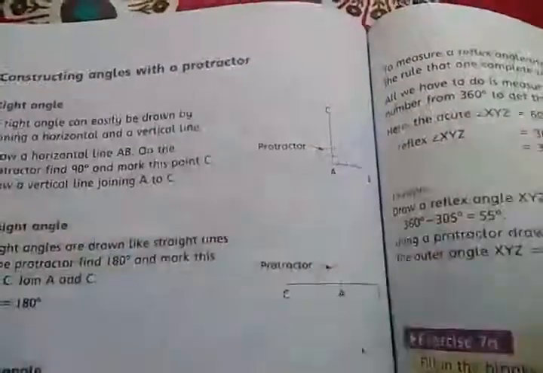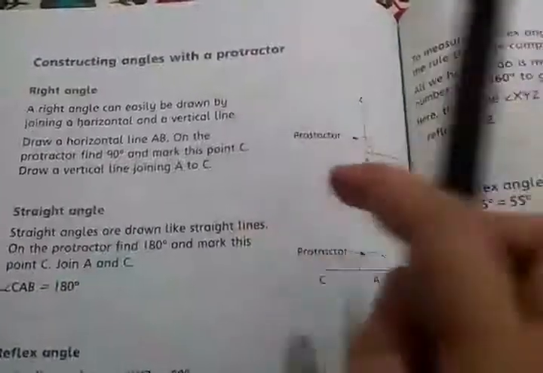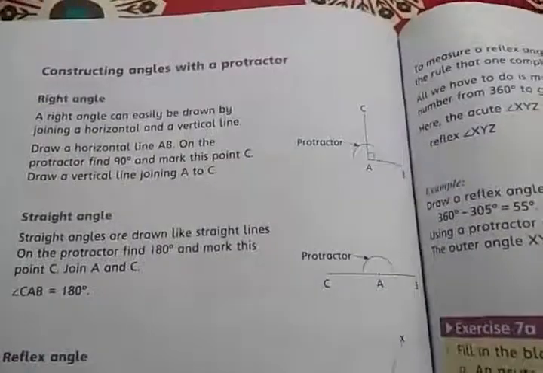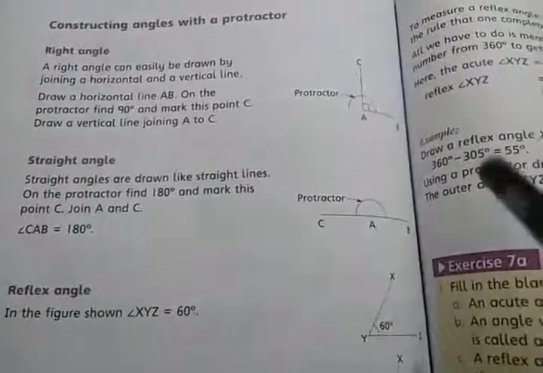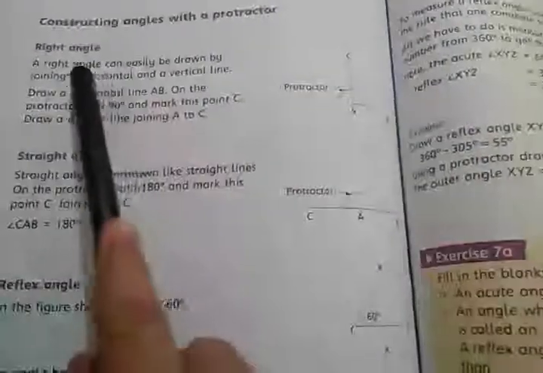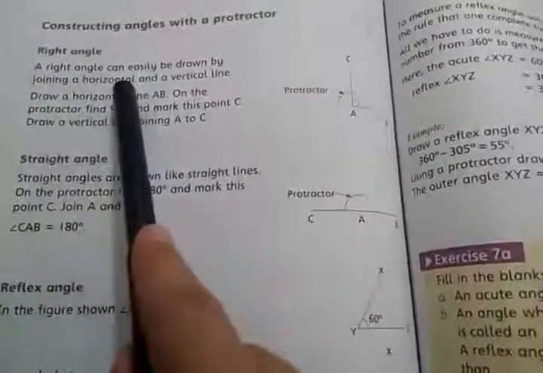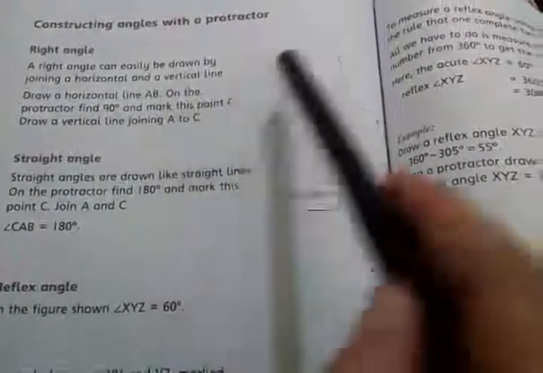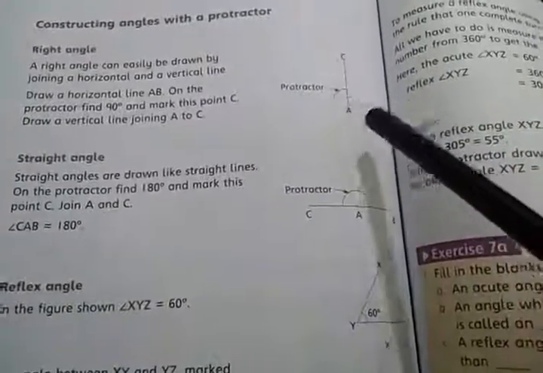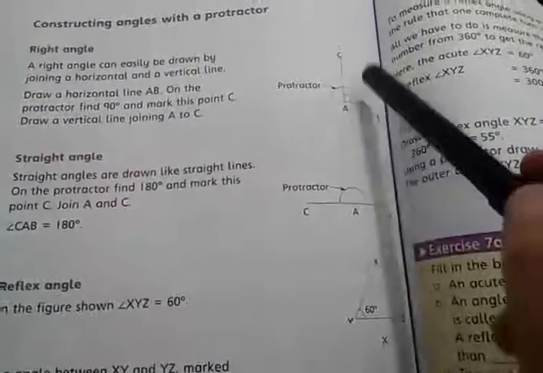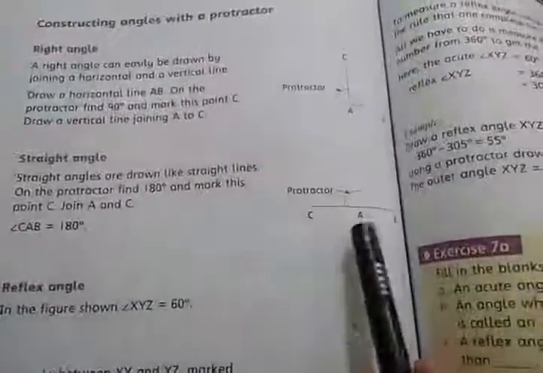The next page tells us about constructing angles with a protractor. How we can construct angles using a protractor, we understand on this page. A right angle can easily be drawn by joining a horizontal and vertical line. First of all, we have to draw a vertical line, then a horizontal line. We can easily construct a right angle.